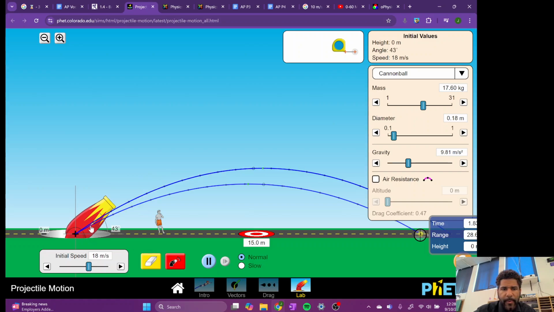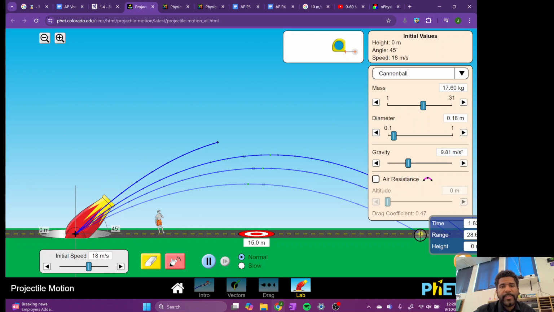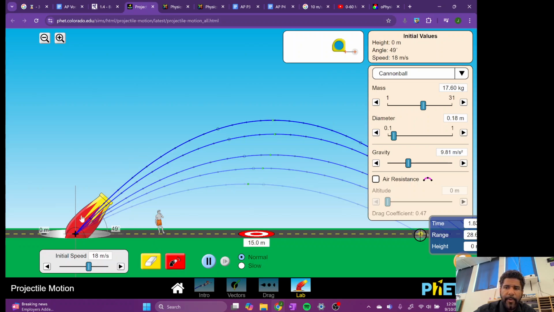I'm going to 40, and it went further. It's going to now 45, and it's going to go its farthest. If I keep going to 50, oh my goodness. Right, now we're coming back down towards this way.